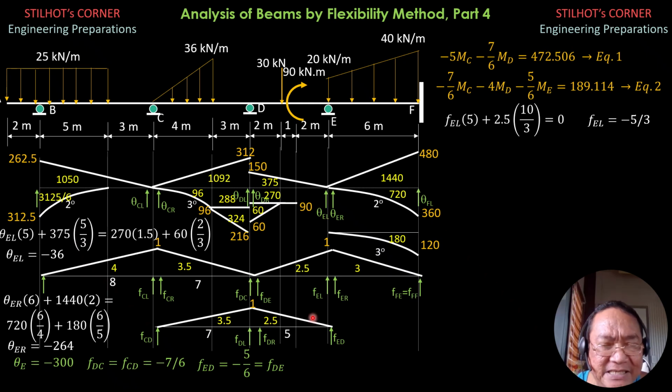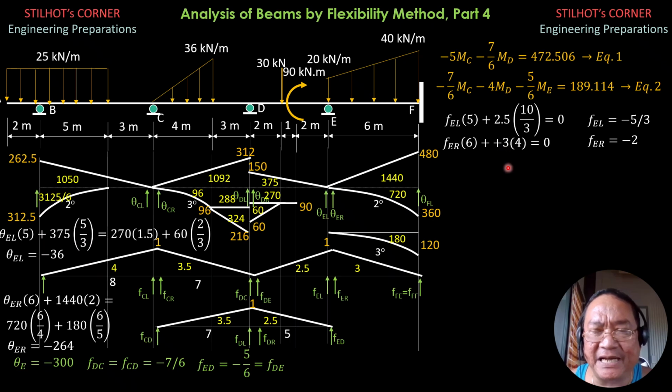So since FDE is equal to negative 5/6 plus 2.5 plus FE left, that should be equal to 0 to check. FE right, considering this span, times 6 plus 3 times 4, moment arm 4, equals 0. So FE right is equal to negative 2. Therefore, FEE is equal to negative 5/3 minus 2, and that is equal to negative 11/3.